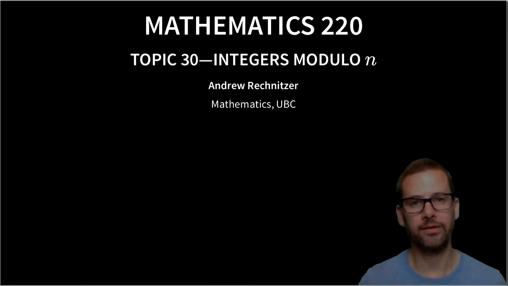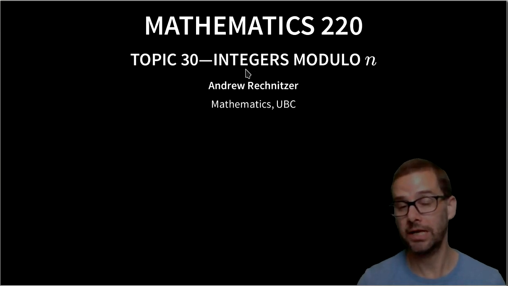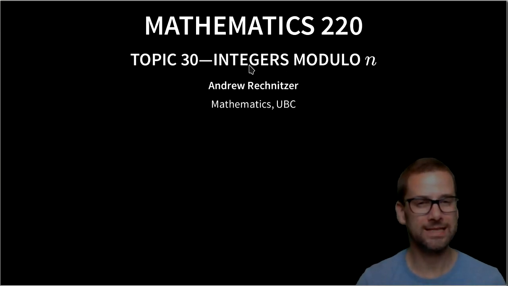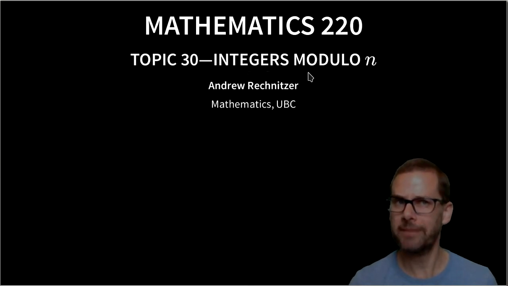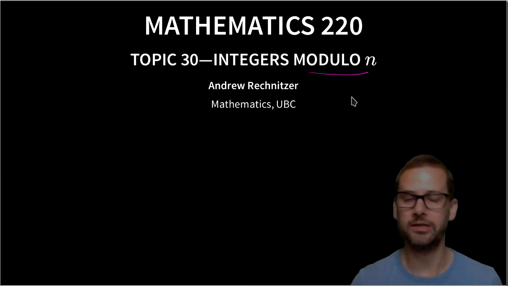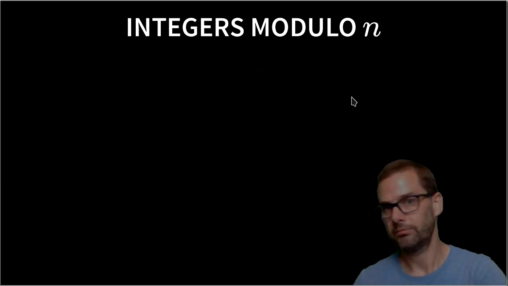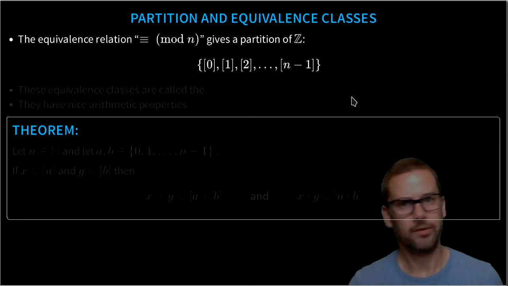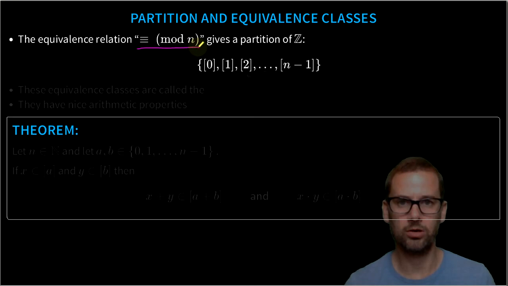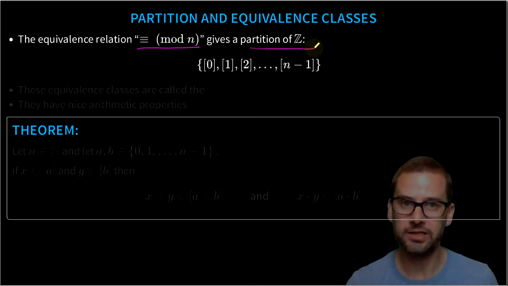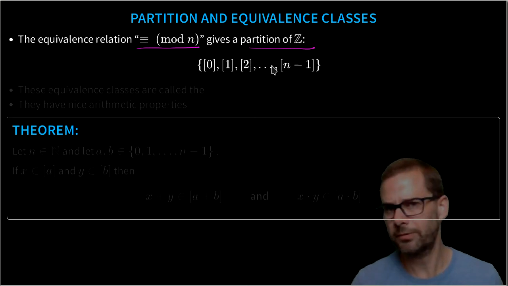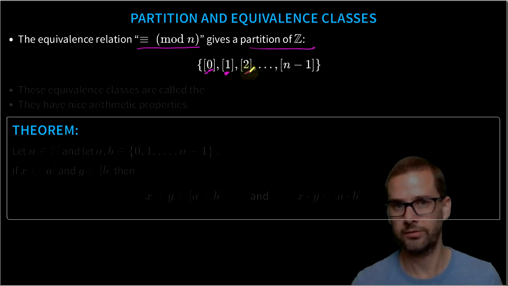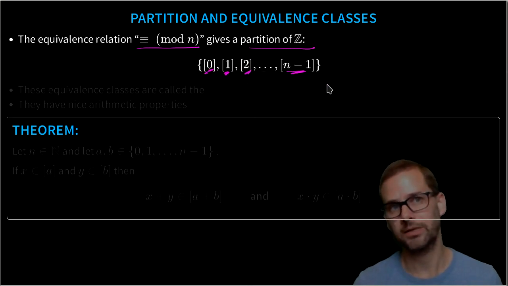Well, we're nearly done with the topic of relations. Just want to do a little bit more on a particular example of equivalence classes. An important example of equivalence classes, namely the integers modulo n. Now, the equivalence relation, congruent modulo n, partitions the set of all integers into n equivalence classes. We can represent them by equivalence classes 0, 1, 2, and so forth, up to n minus 1.